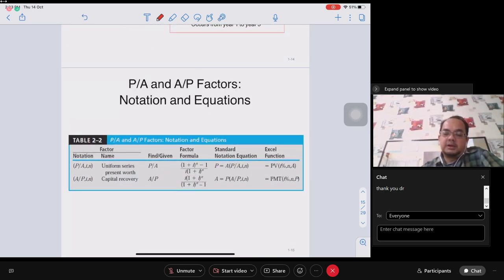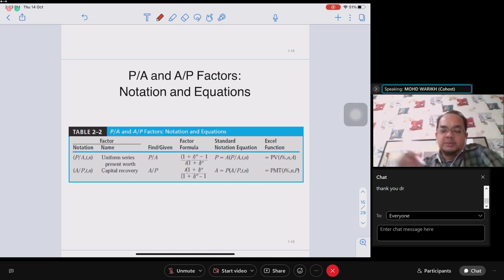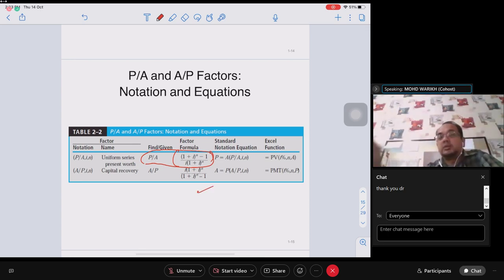So this shows you the formula. If you are bored of using the table, you can use the formula, so you have to remember it. For P over A, you use this formula: (1 plus i) power of n minus 1, per i times (1 plus i) power of n. Or A over P, i: i times (1 plus i) power of n, per (1 plus i) power of n minus 1. You can use this one, no problem at all.